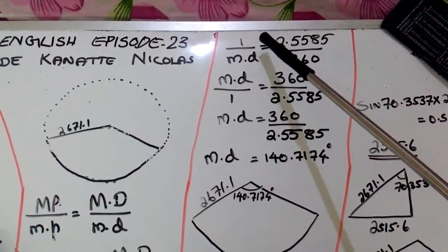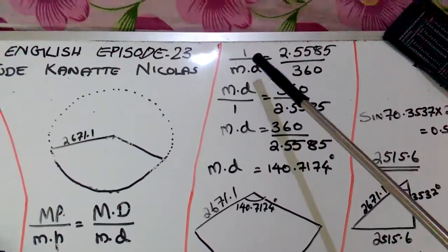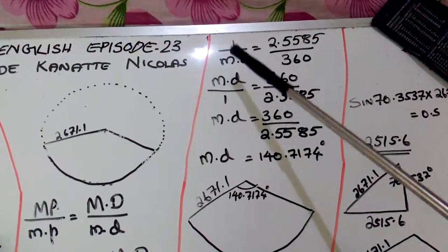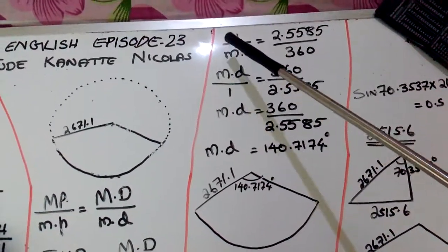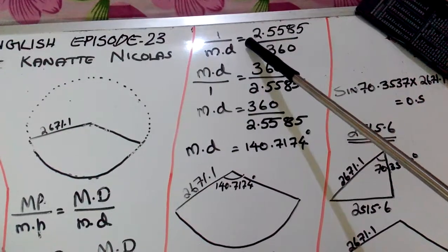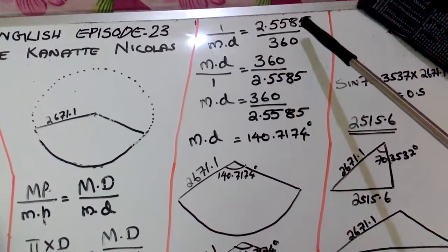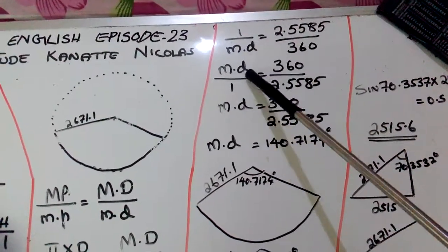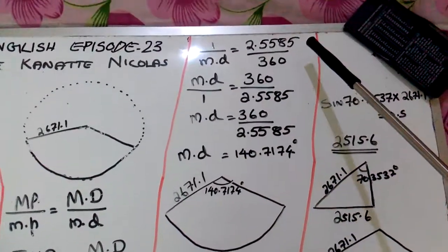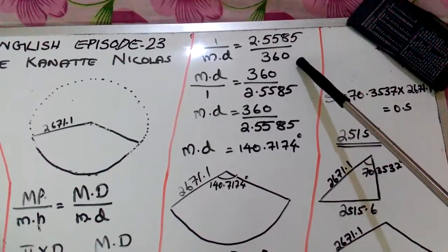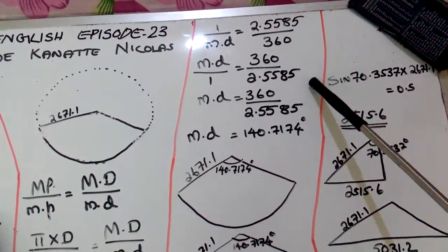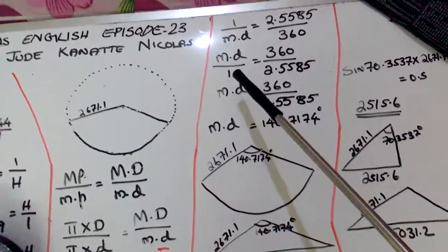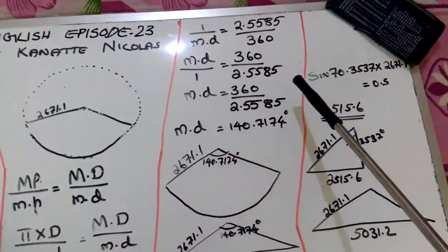There is no need for us to calculate 1 by MD. We have to find out MD by 1. It means we have to turn it from top to bottom and bottom to top. If we do this operation in the left side of the equal sign, the same operation we have to do in the right side also. So I am changing 1 by MD to MD by 1, and 2.5585 divided by 360 to 360 divided by 2.5585. MD by 1 and MD both are the same. So we can calculate MD, that is 360 divided by 2.5585.